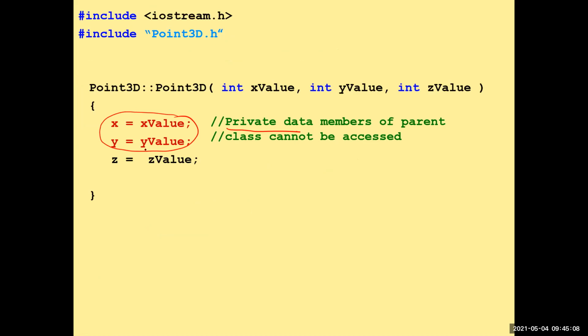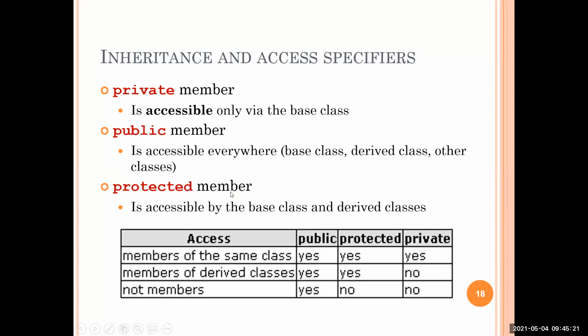So we said that although it is a child class, even the child class is not allowed to access the private data of the parent class. A solution to that was that when you are doing inheritance, we introduced a third access specifier, which is protected.